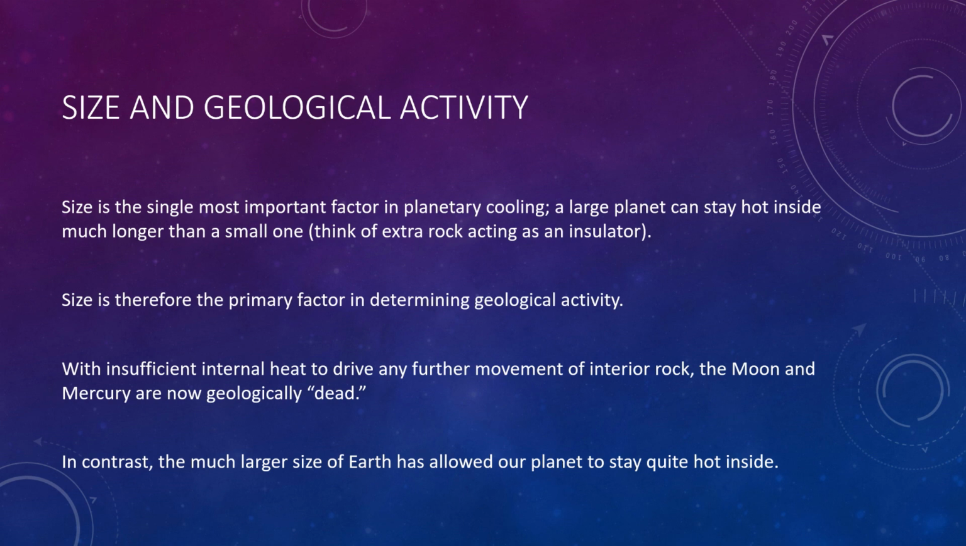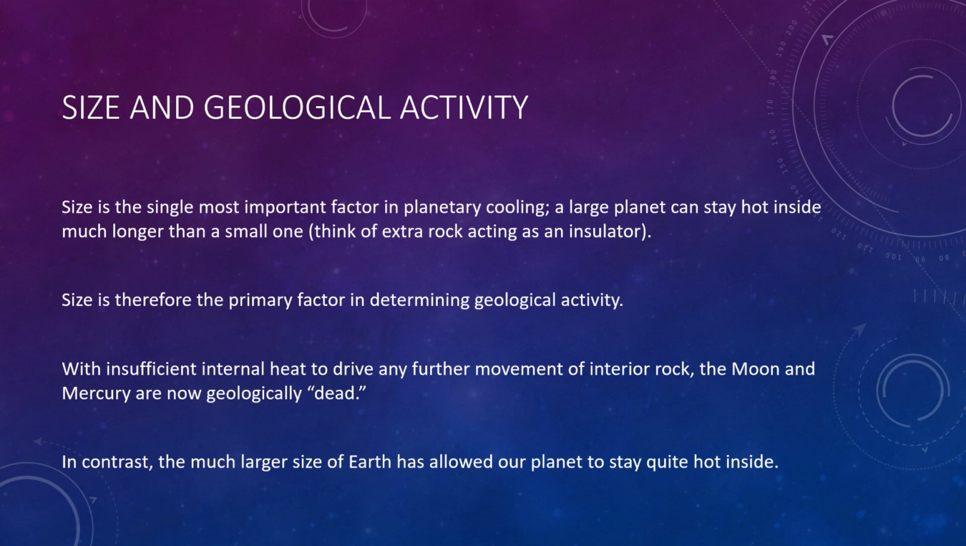Size is therefore the primary factor in determining geological activity. The relatively small sizes of the Moon and Mercury probably allow their interiors to cool within 1 billion years or so after they formed. As they cooled, their lithospheres thickened and mantle convection was confined to deeper and deeper layers. Ultimately, the mantle convection probably stopped altogether.